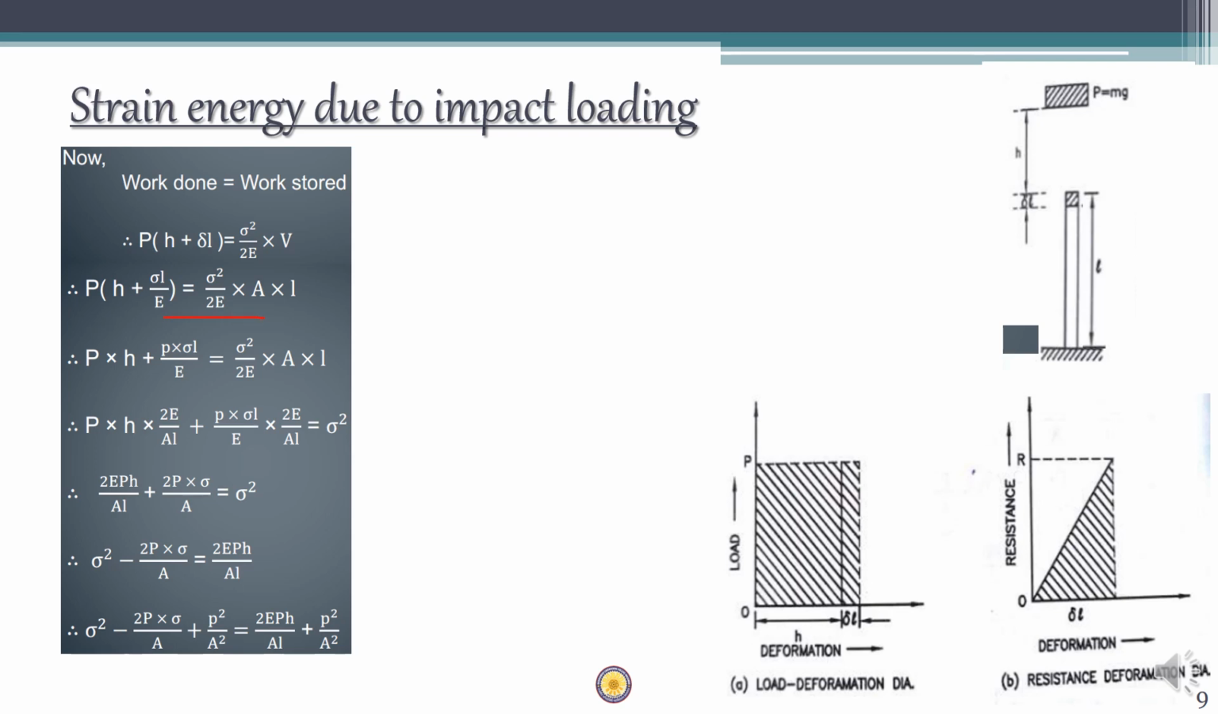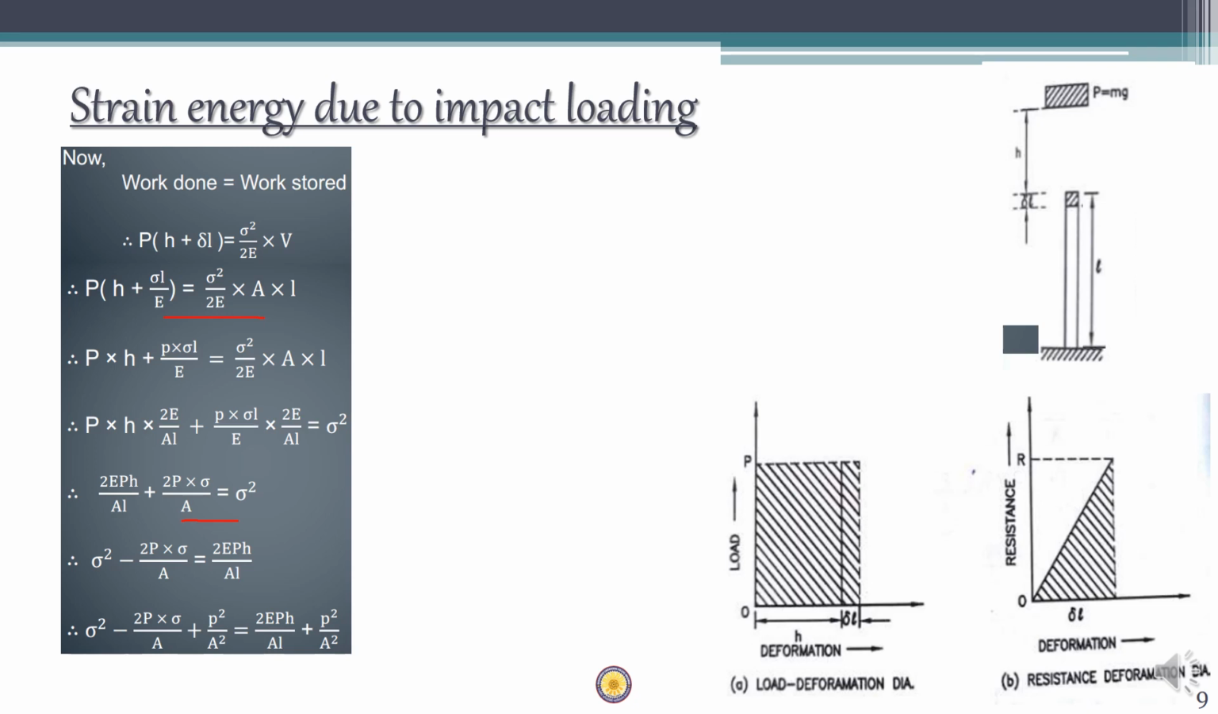We expand this and we get something like this. Instead of V, we wrote A into L. We have one expression in sigma square, one expression in sigma, and one expression which is PH, which is a constant. So substituting, we get an expression something like this. This is a quadratic equation, so we can solve the quadratic equation, or you can use the method followed here. Here we have used the adding and squaring method.